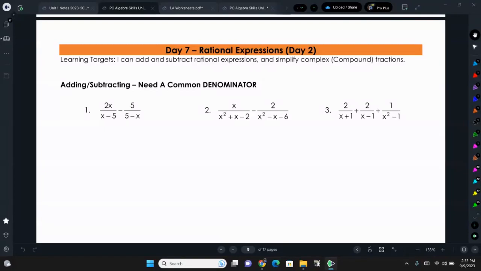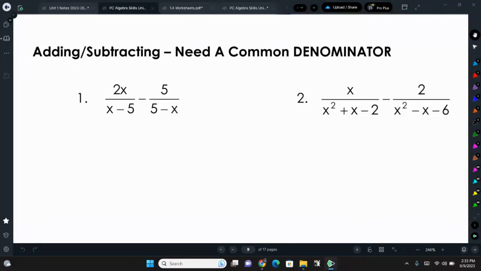The other day we worked with multiplying and dividing rational expressions or fractions. Today we're going to do some adding and subtracting and then some compound fractions. So when we are adding or subtracting, we need a common denominator. And you've got to be careful because you may say that these two denominators are the same, but they're not.